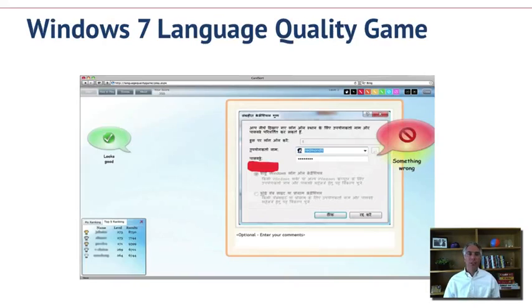A second example is an internal example, and this comes from Microsoft. Microsoft has a big challenge. They put out software like Windows and Office to millions of people in hundreds of different countries and dozens of different languages. And it's a real challenge to make that software work well.